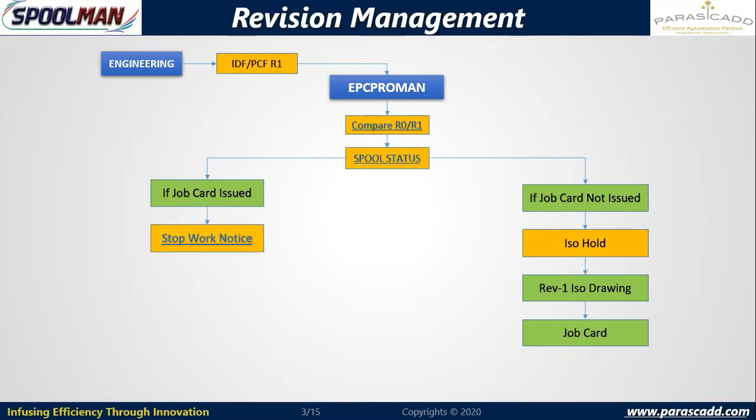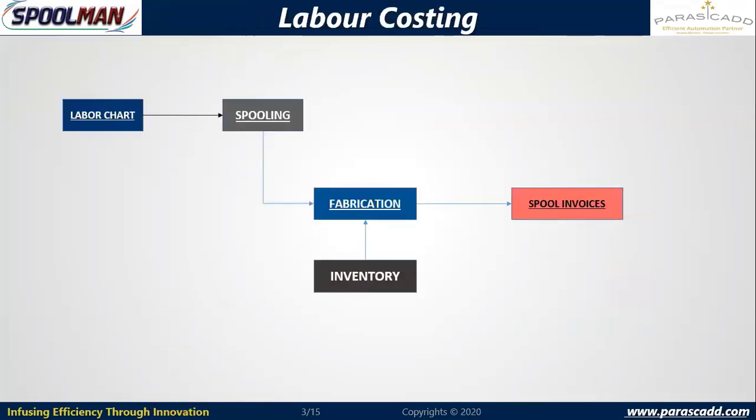So I will issue a stop work notice. After the stop work notice, I will issue the revised drawing in the new job card. So we have complete revision control, and then site level modification. To handle site level modification, we have soft field shop concepts available within the system. And the system has a facility to generate the bill, like spool invoices.